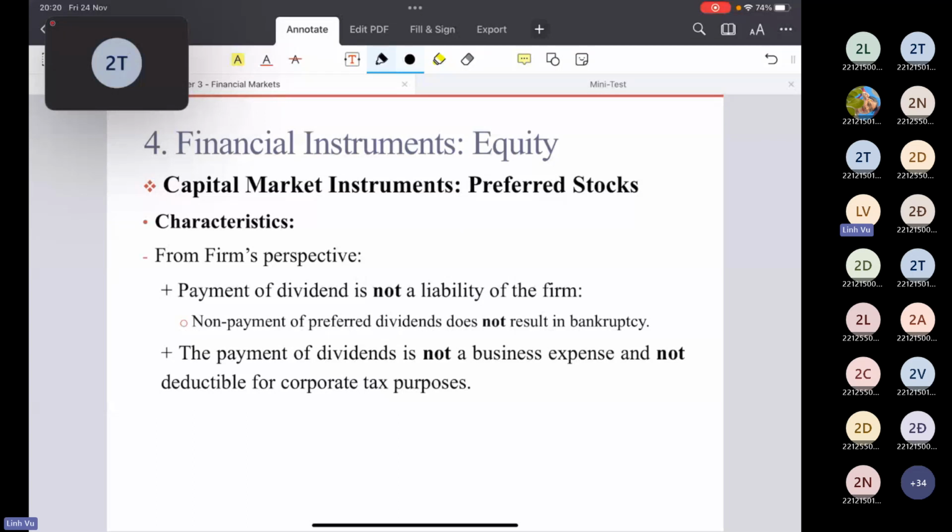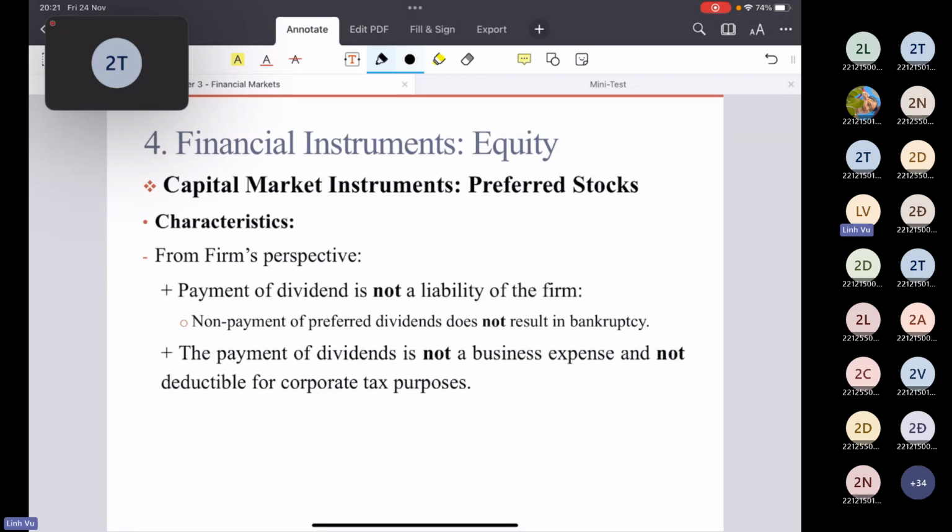And the payment of dividend is not a business expense and not deductible for tax purposes. This means that the money the firm uses to pay dividends to preferred stockholders is taken from the net income of the firm. So the preferred dividend payments will not be included in the operating expense of the firm, like interest payment. If you compare preferred stock and bonds, interest payment is included in the operating expense, and it is deducted when the firm calculates the profit before tax, and therefore the tax paid to the government would decrease if the firm uses bonds. This helps the firm save some money from the tax paid to the government. But it is not the case for the preferred dividend.